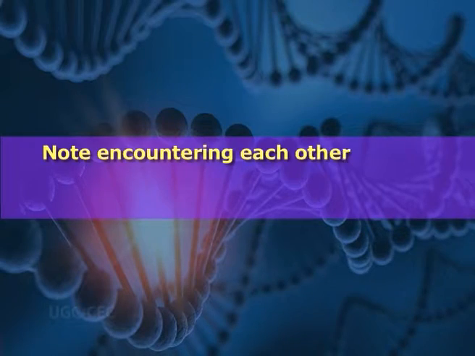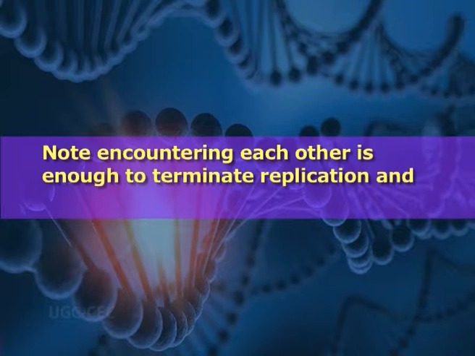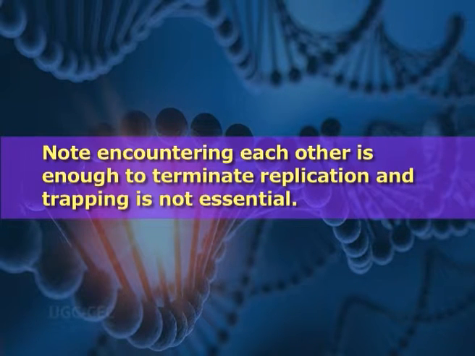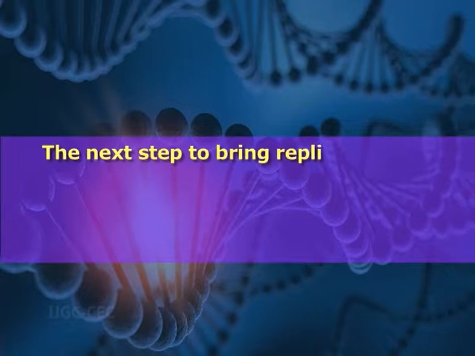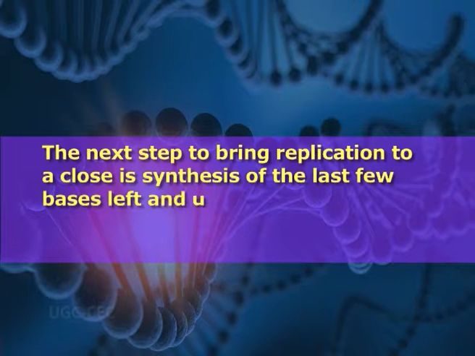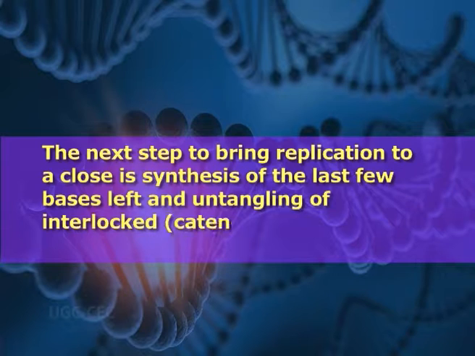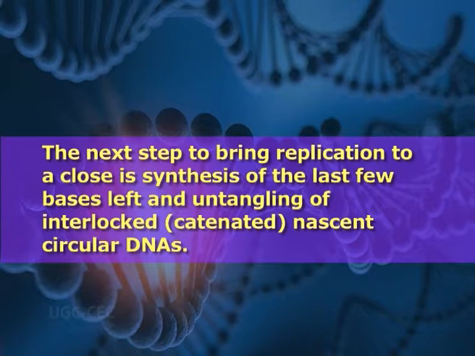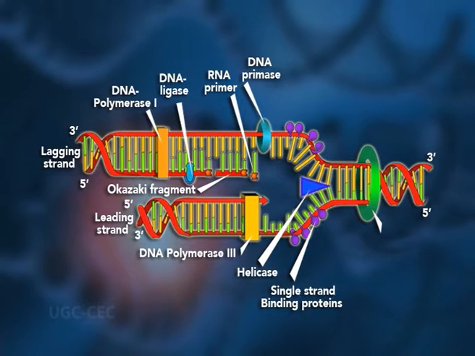Note, encountering each other is enough to terminate replication, and trapping is not essential. The termination site is at the opposite side of the ORI site. The next step to bring replication to a close is synthesis of the last few bases left and untangling of the interlocked concatenated nascent circular DNAs. Separation is achieved by a topoisomerase 4 enzyme. The new DNA molecules are now ready for delivery to daughter cells.